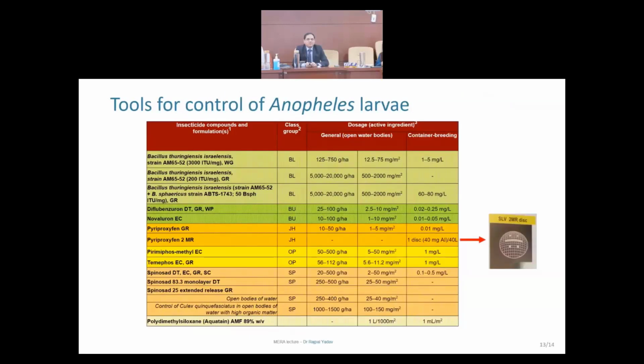This is the list of larvicides for control of Anopheles larvae. And once again, it has several classes of compounds. The top one includes bacterial larvicides. And then there are insect growth regulators or chitin inhibitors. And there are organophosphates and spinosyns. So there are several different classes of groups.